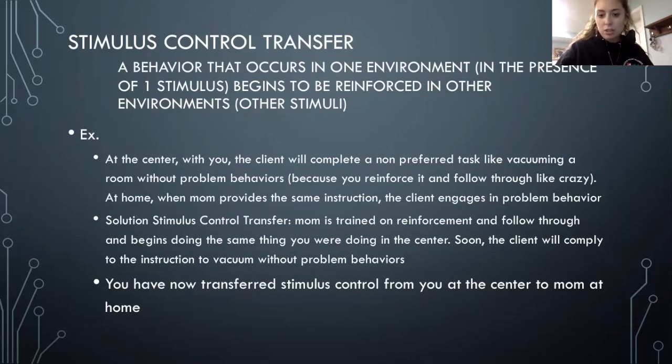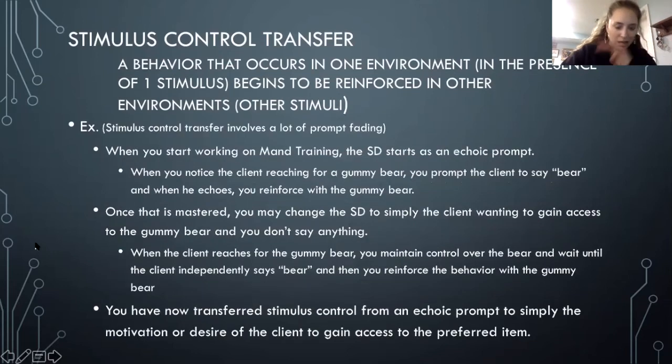Okay? So, for example, he's getting lots of reinforcement for complying with us at the center. So now we're training mom. We're going to train mom about follow through, about reinforcement, and that is all going to take place in the home. So that soon, the home and mom will evoke those same compliant, awesome rock star behaviors. Now it's kind of a difficult example, so I provided a lot easier example of manding. Maybe you didn't know that this was stimulus control transfer. I didn't know. But we use this a lot with manding.